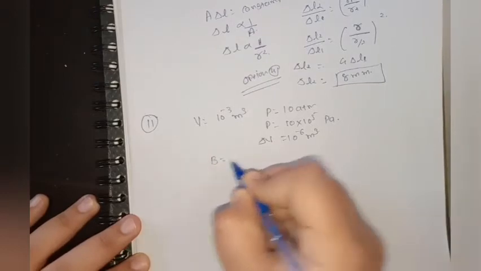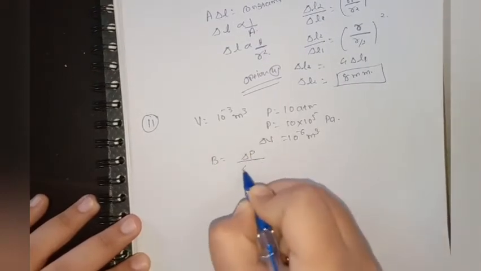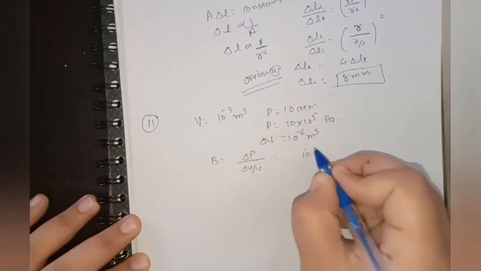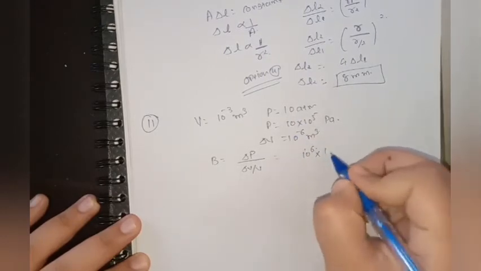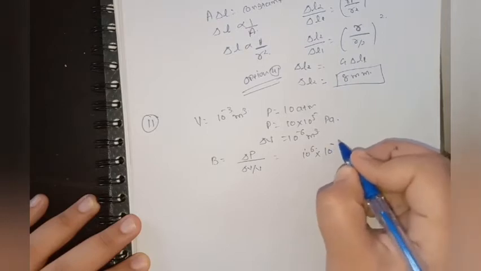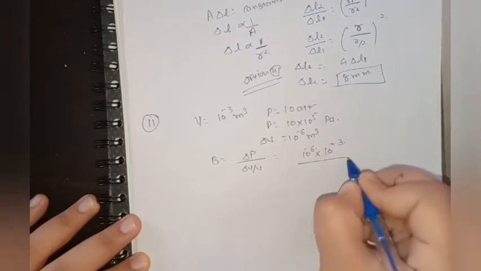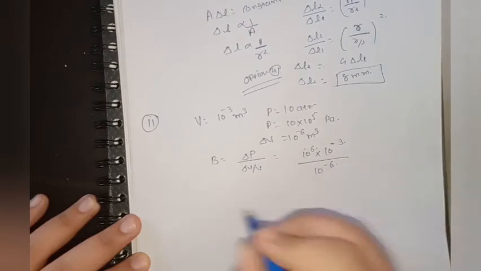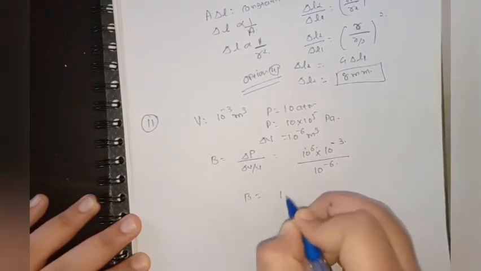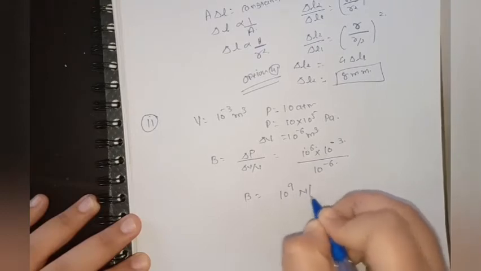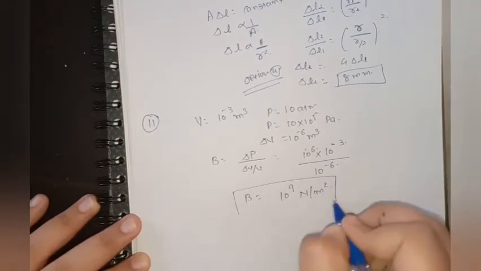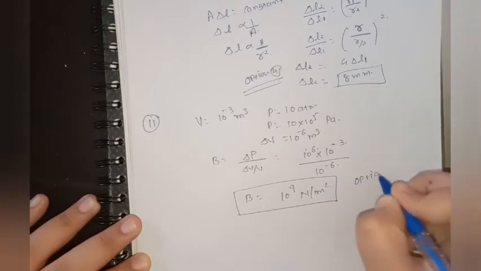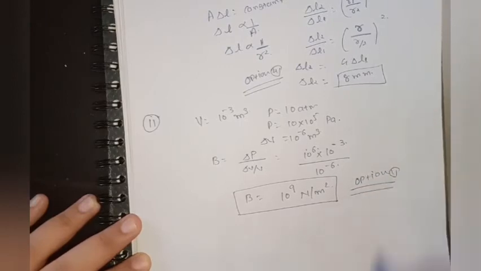Bulk modulus can be written as delta P divided by delta V by V. Here delta P is 10 power 6, into volume, that is 10 power minus 3, divided by 10 power minus 6. So bulk modulus will be 10 power 9 Newton per meter square. So option 1 is the correct option.